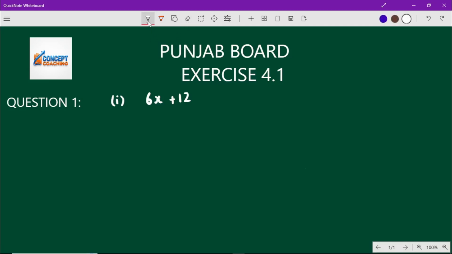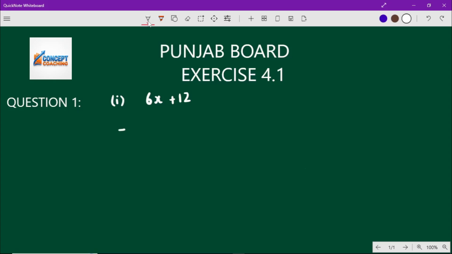I am Amir Miraj and I am going to teach mathematics to the Punjab Board students. This is Punjab Board mathematics and Algebra exercise 4.1 question number 1 part 1. So this is about factorization and I'm going to teach question number 1 part 1.